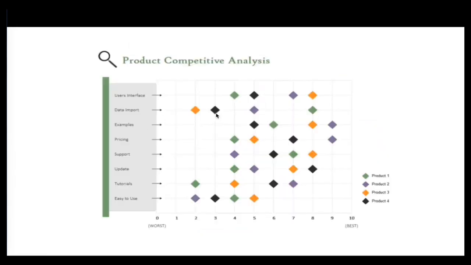Now here's another example that's very visually pleasing and pretty easy to read. It compares 4 different products, and you can see the ratings from best to worst based on if they're easy to use, tutorials, updates, things like that. So as you can see, there's numerous ways to do competitive analysis. There truly is no correct or incorrect way. It's just what is best utilized for you and how easily your team is to read it.